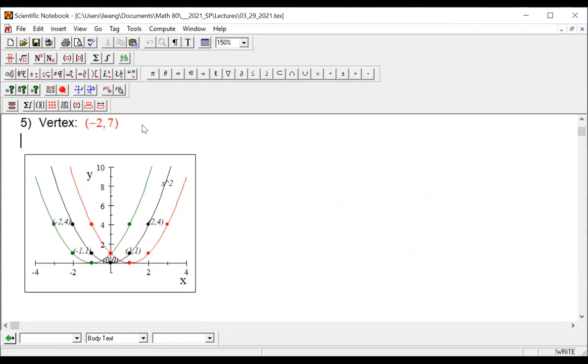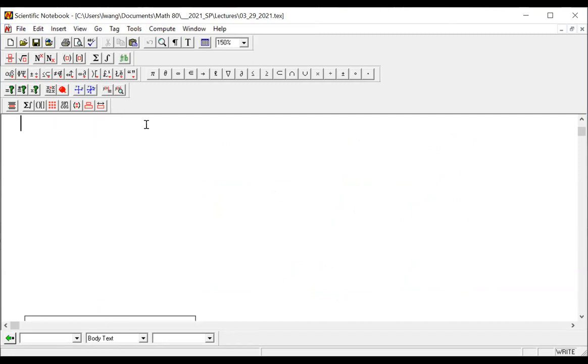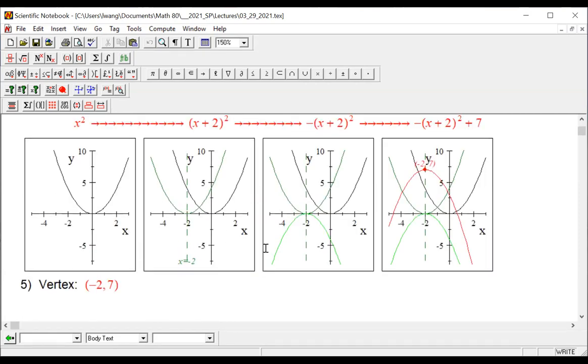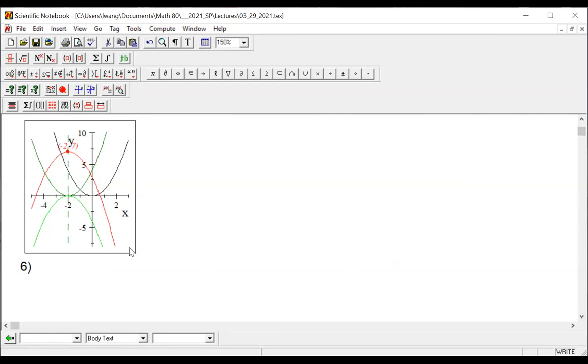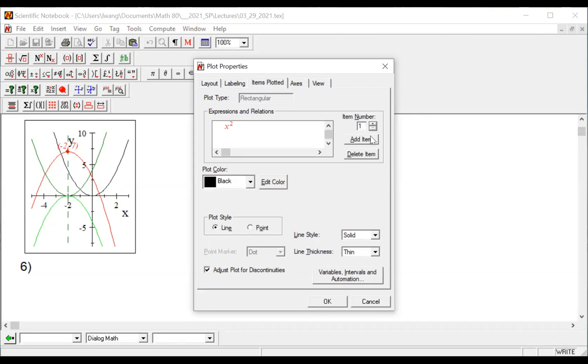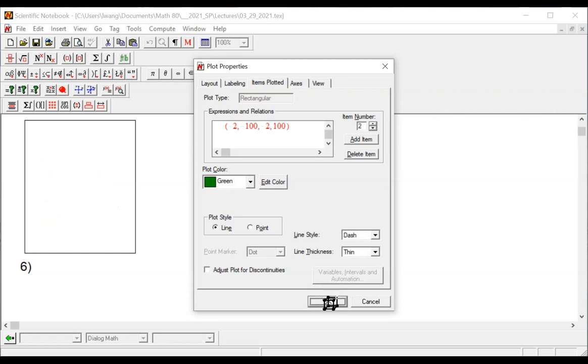So we have the vertex, and this picture we can put away. It was just to remind us when we should shift left or shift right. So the vertex is (-2, 7). Can we tell the range? If you look at the picture we did, if we trim all the unnecessary parts, I'm going to remove the green. And what else should I remove? Let's see what happens.